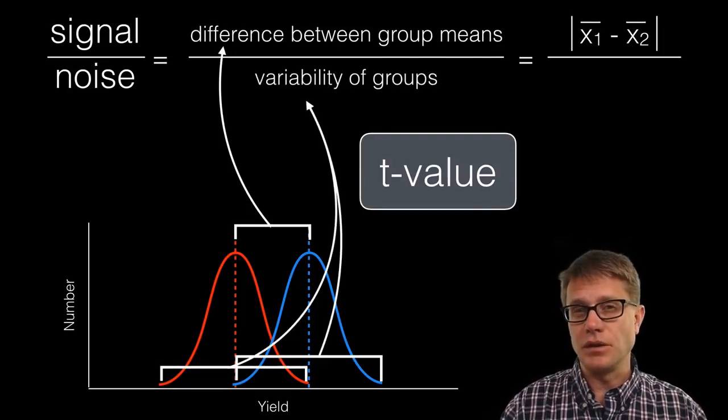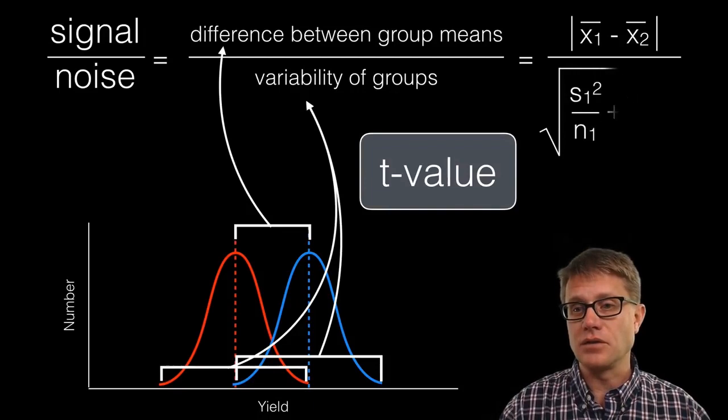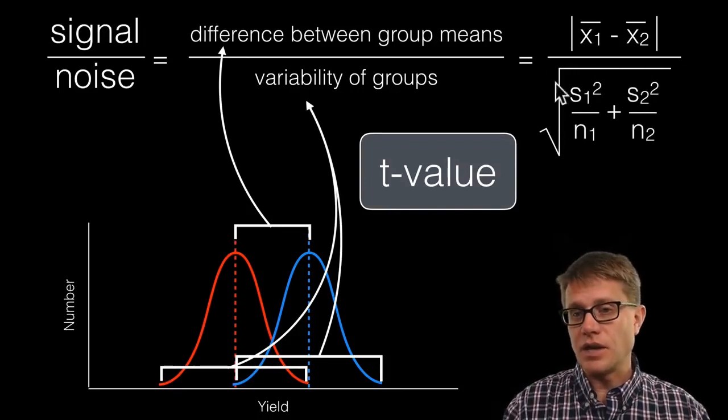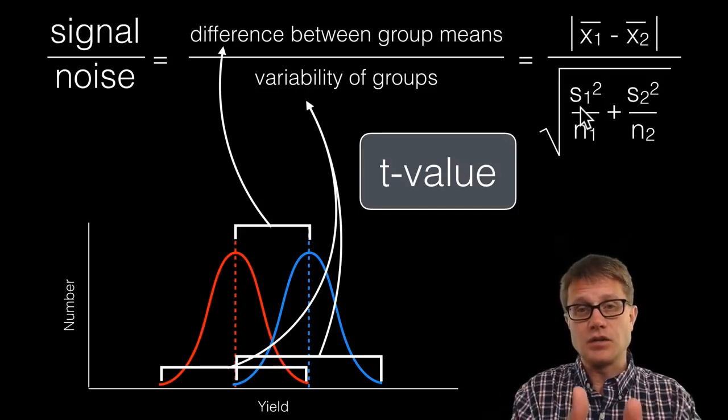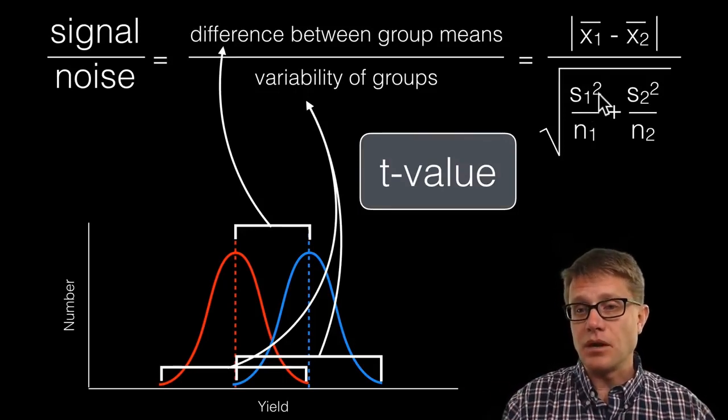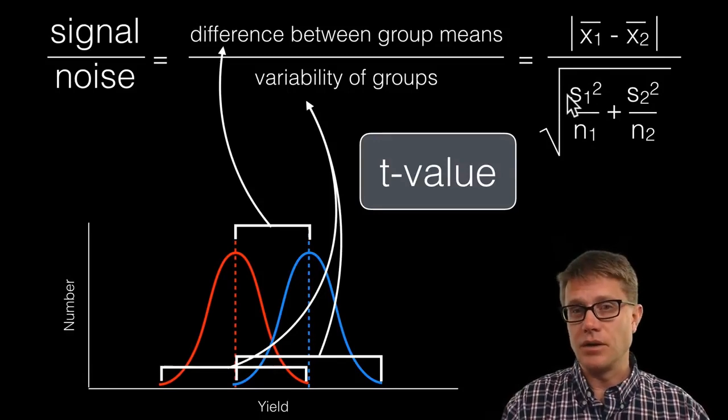That's going to be in the variability of the groups themselves. And so the factor is going to look something like this. What is S1? That's the standard deviation. Remember, that's how far our data is spread from the mean. But we're not only taking the standard deviation, we're actually squaring that. That gives us something called the variance.